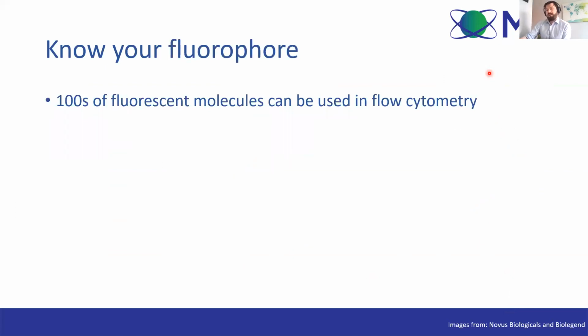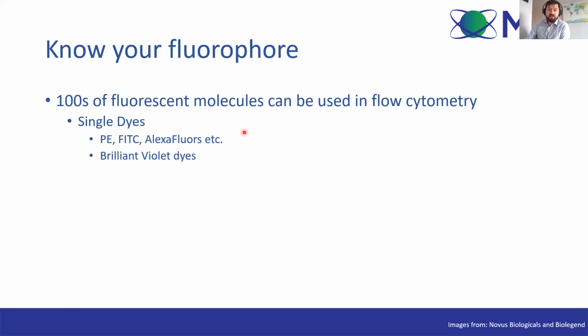So the next thing now is to talk about knowing the different characteristics of the fluorophores that you're going to encounter and that you might use in a flow cytometry multicolor experiment. There are hundreds, if not thousands, of different fluorescent molecules which can be used in flow cytometry. These include single dyes, such as PE, FITC, APC, PerCP. These have been around for many years, but then there are also slightly newer dyes like the Alexa Fluors or the Brilliant Violet dyes. And these have been specifically developed to have brighter fluorescence and more photostability.